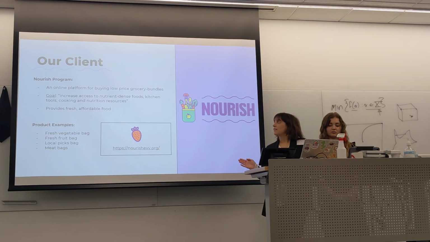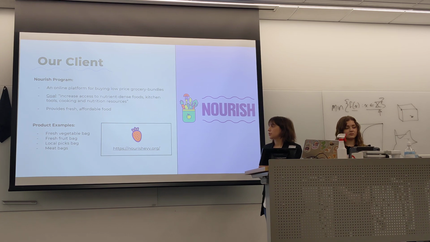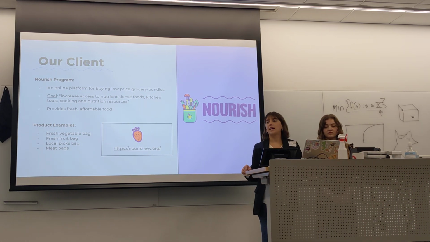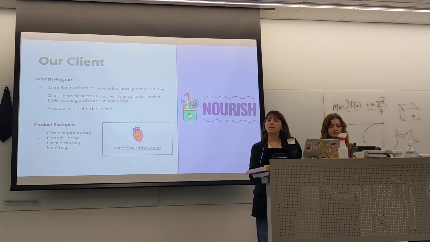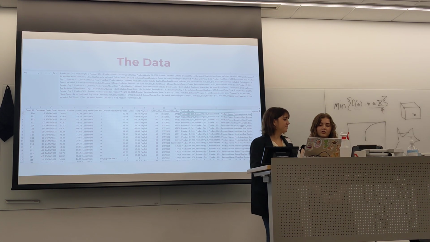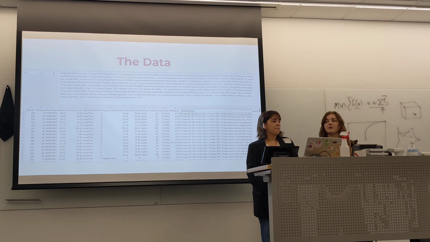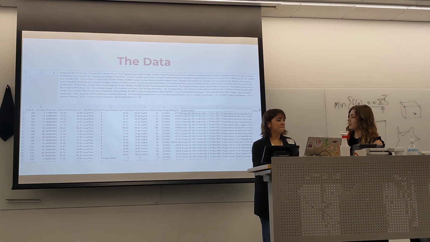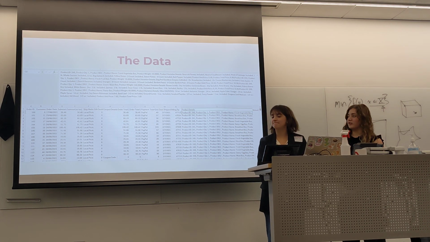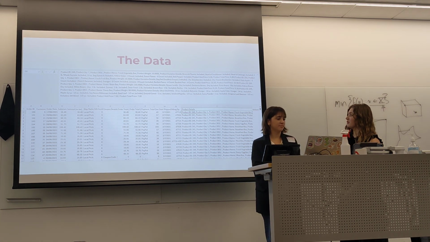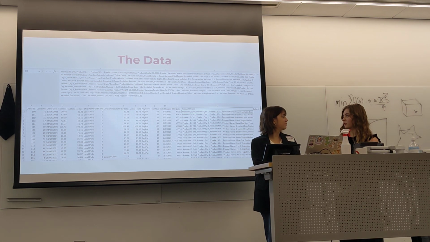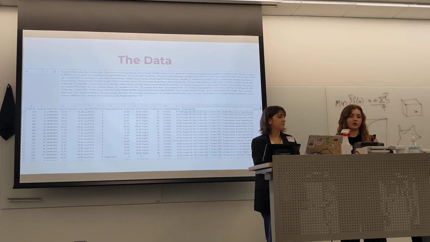So this is an online platform for buying low-price grocery bundles, and you can see a few examples of their products right there. So they have fresh vegetable bags, fresh fruit bags, etc. And what we worked with was their POS system data, and we used that to perform a bunch of different data analysis. So then jumping into the data, this is directly what their data from their point of sale system looked like. It's pretty clustered together, and it's pretty difficult to see all the different products, all the different orders. So we worked to tidy this up to make it clean and where it could actually be useful.